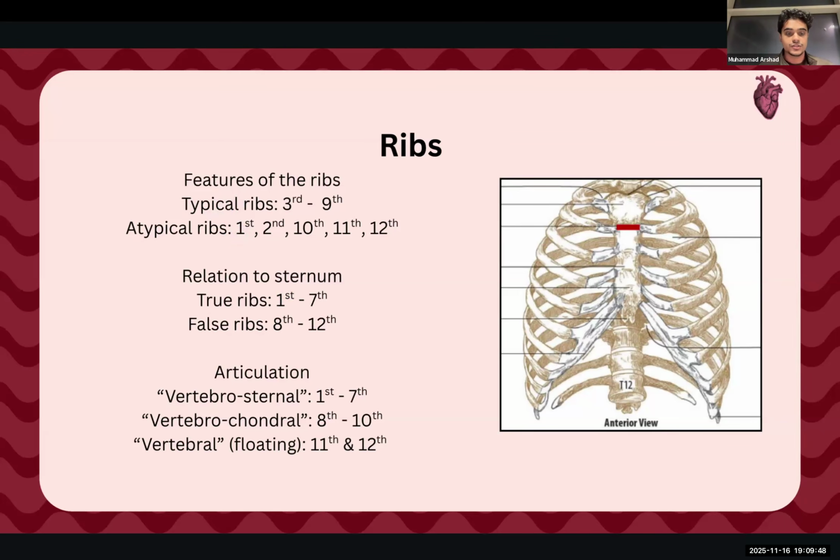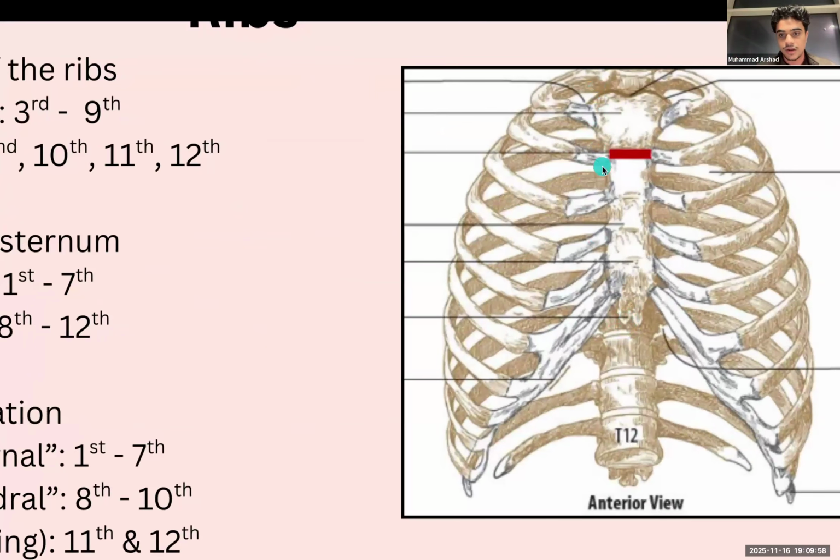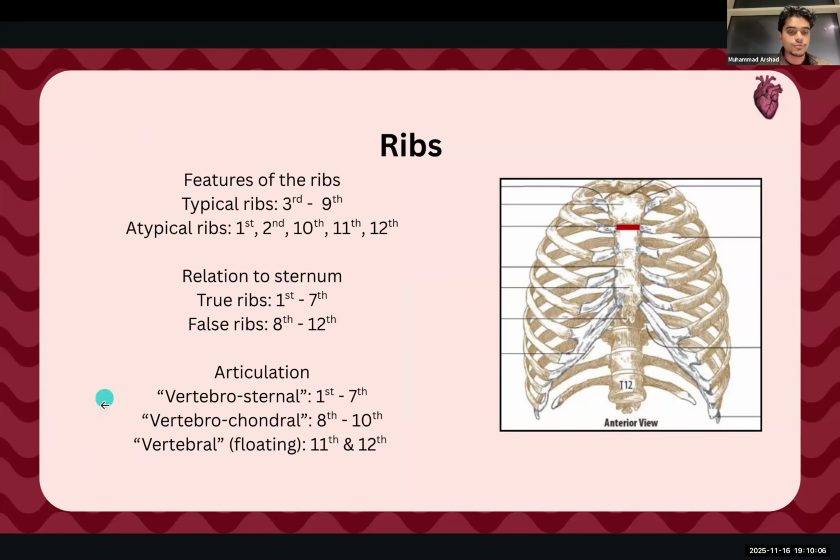And then you have the relation to the sternum. So ribs 1 through 7 are the true ribs, and ribs 8 through 12 are the false ribs. So what does that actually mean? Well, if we zoom in here, we can see that ribs 1 through 7 are going to be directly attaching to the sternum, whereas these ribs down here, they don't attach directly to the sternum, right? They're going to be attaching to something else. And that's where the classification through the articulation of the rib comes into play.